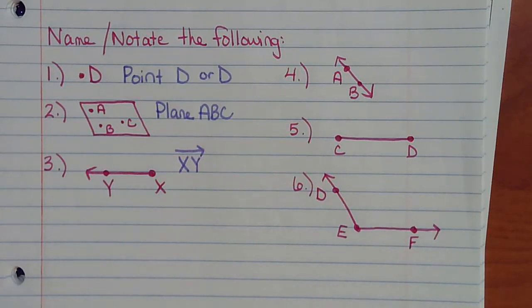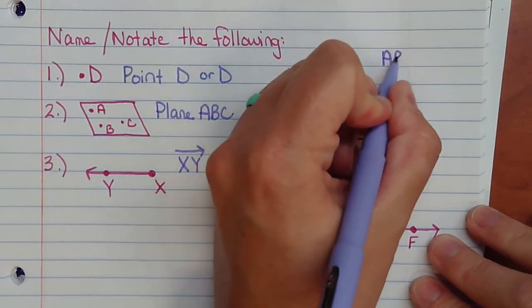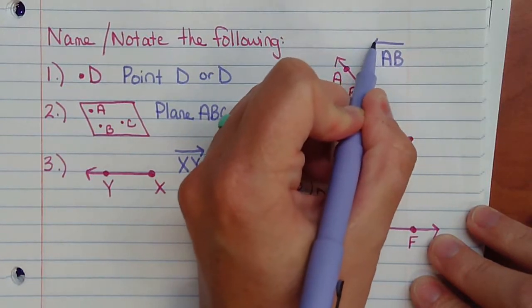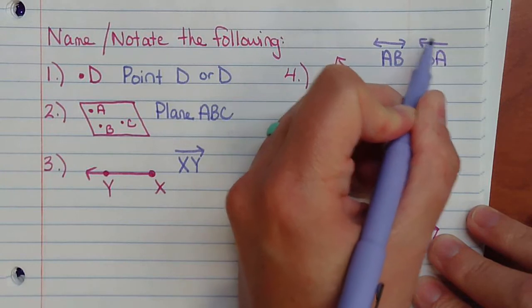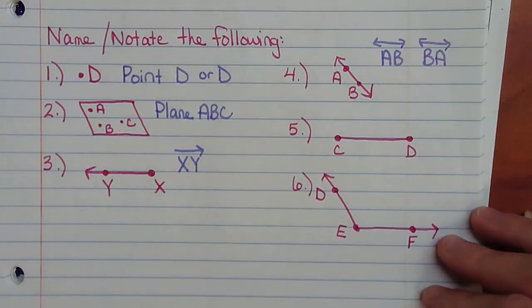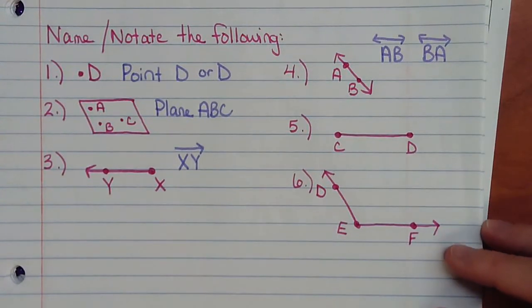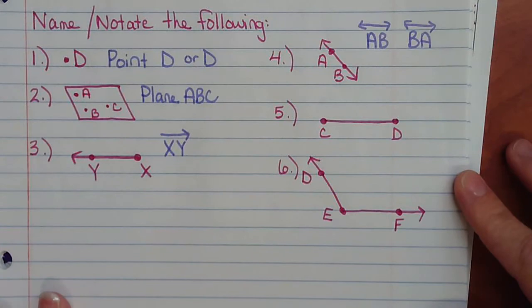Great job. Number 4. There are 2 ways to name number 4. What's one way? You could do it in unison if you want. Yes, ma'am. AB. AB with what over it? The line. With a line over it. Or you could switch that up. BA with a line over it. Both of those are correct. This is where it's really fun for me to grade things because you could have 2 different answers and they're both right.